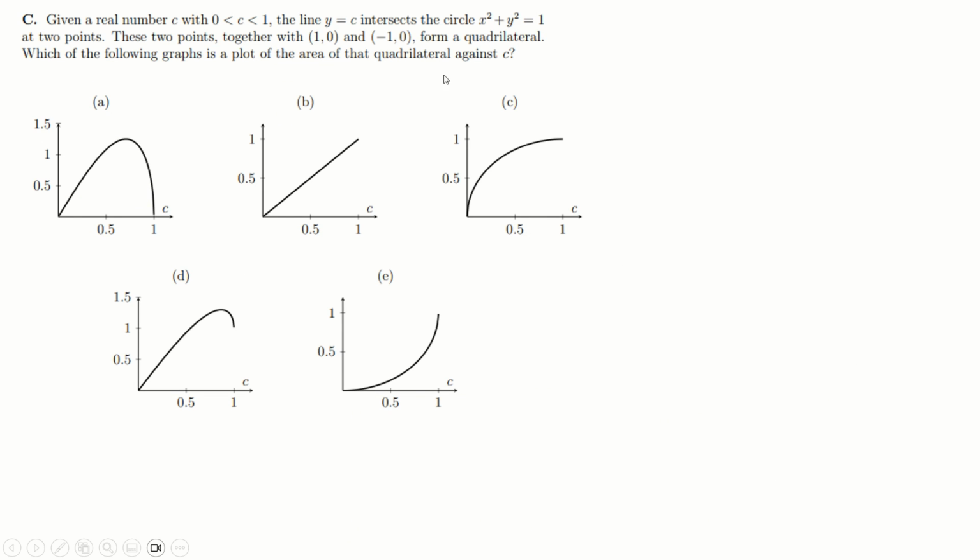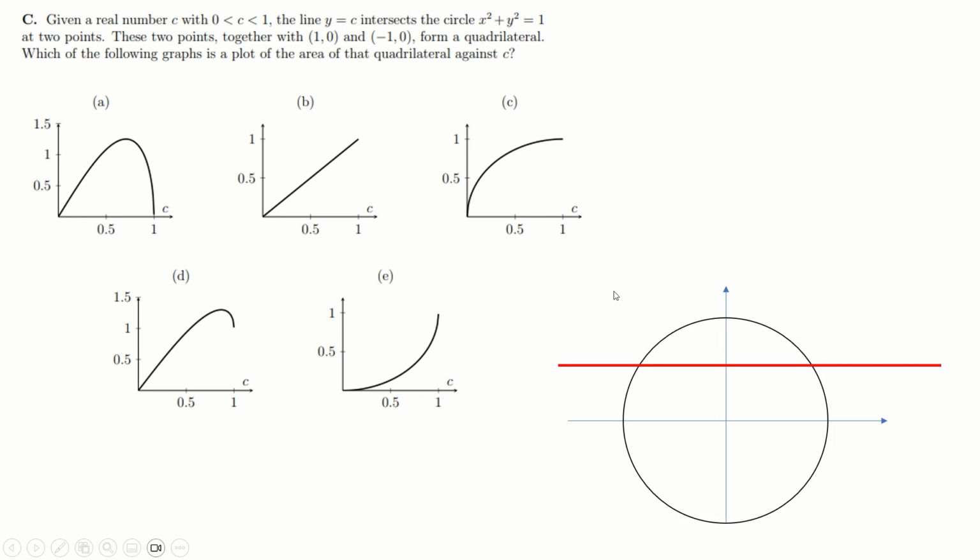C is an interesting question then. So we've got a circle, radius 1 down here. We've got a horizontal line that's going across it between 0 and 1. And it makes a quadrilateral. And it's the area of that quadrilateral that we're interested in, from the sides here to the intersections. And we're just looking at what plot, if you make this line higher and higher, what area you're going to sweep out, what plot is it going to be?